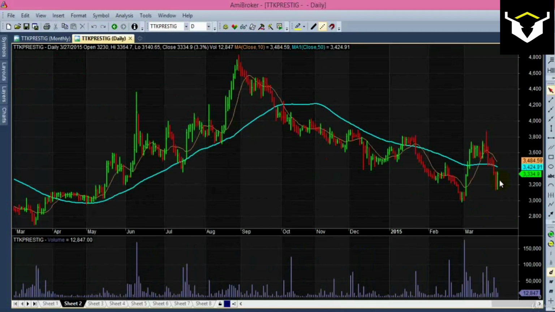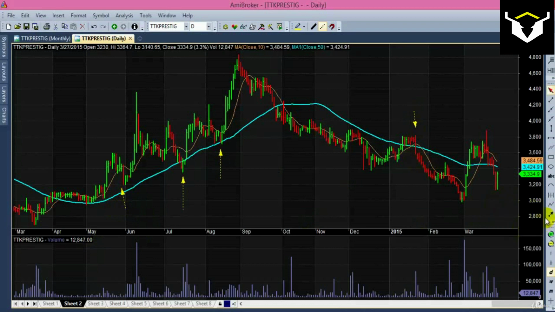Our next example is a daily chart of TTK Prestige, and for this example I have plotted a 50-day moving average in a blue colored thick line and a 10-day moving average in a beige colored thin line. You can see they gave entry and exit at very good price levels, and they kept us away from various fluctuations, corrections or consolidations. You can see here this method kept us away from these corrective moves, and in here, kept us away from this corrective move as well.